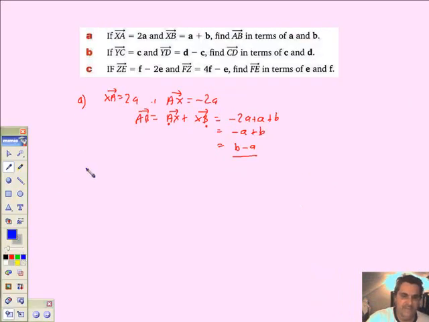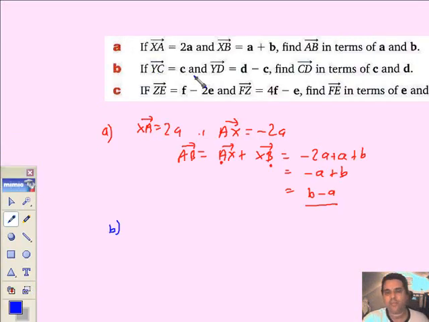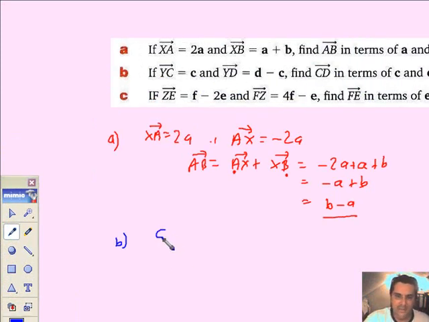Let's do a different colour for B. We do it down here. If YC equals little c and YD equals D minus C, find CD in terms of C and D. Right, so big C, big D in terms of little c, little d. Alright then. So I want C to D. How are we going to do that?